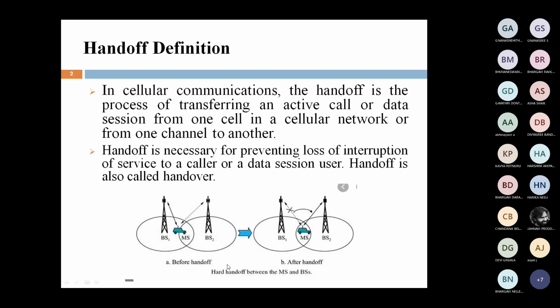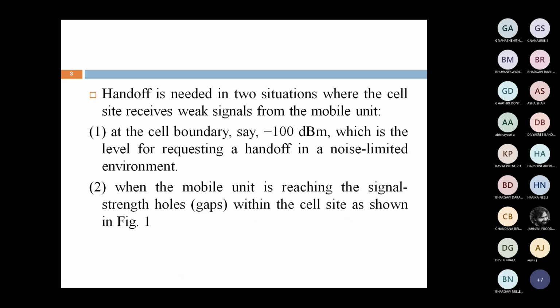See the figure, which shows figure A and figure B. Figure A shows before handoff, and figure B shows after handoff. The mobile moves from base station 1 to base station 2. Initially the mobile station receives signals from base station 1 only. When it crosses the border, the frequency and channel change and it receives signals from base station 2. Once the signal is received from base station 2, the connection from base station 1 is terminated. This is about before and after handoff.